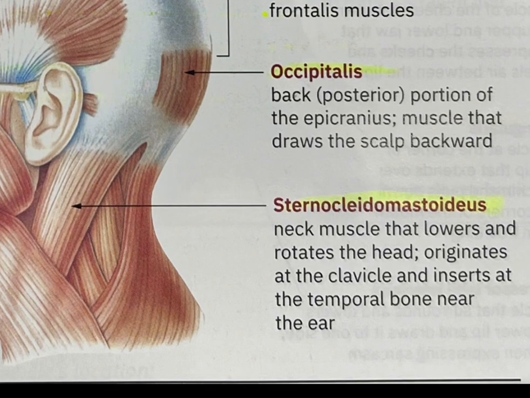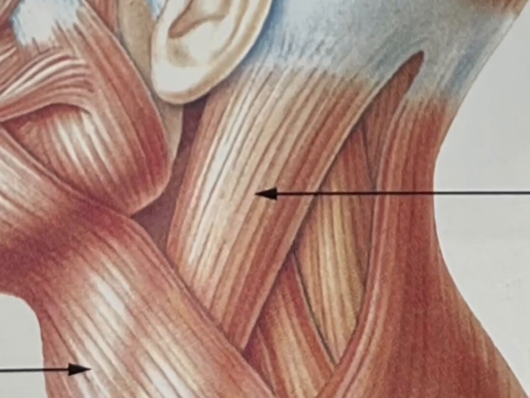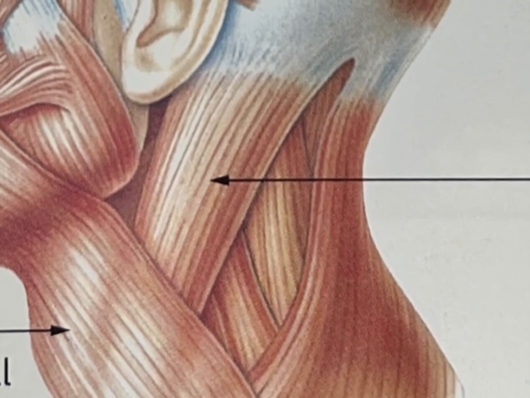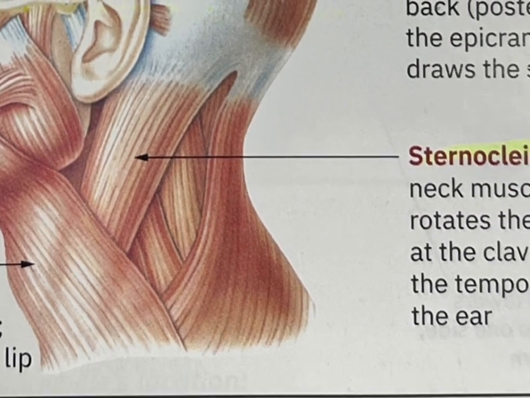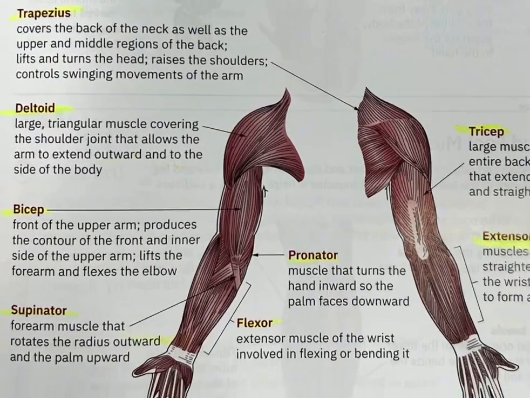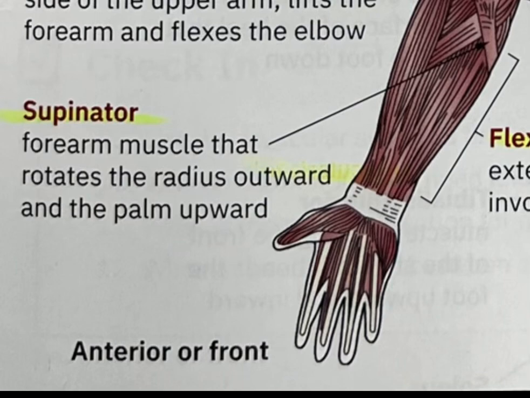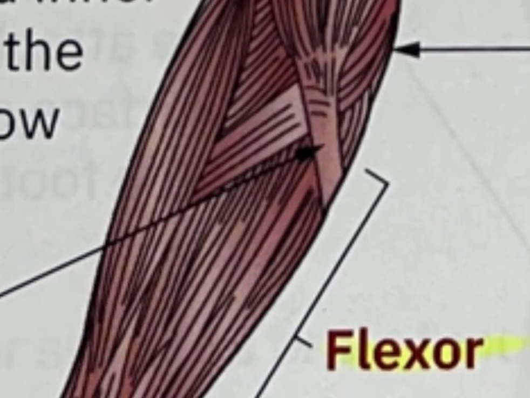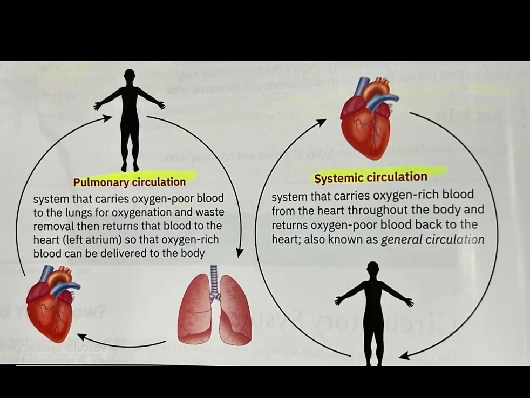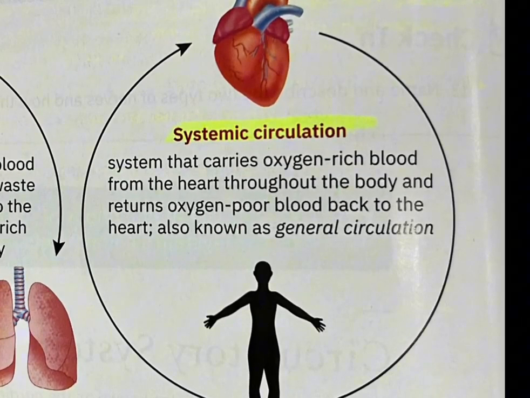Sternocleidomastoideus, neck muscle that lowers and rotates the head, originates at the clavicle and inserts at the temporal bone near the ear. Supinator, forearm muscle that rotates the radius outward and the palm upward. Systemic circulation, system that carries oxygen-rich blood from the heart throughout the body and returns oxygen-poor blood back to the heart, also known as general circulation.